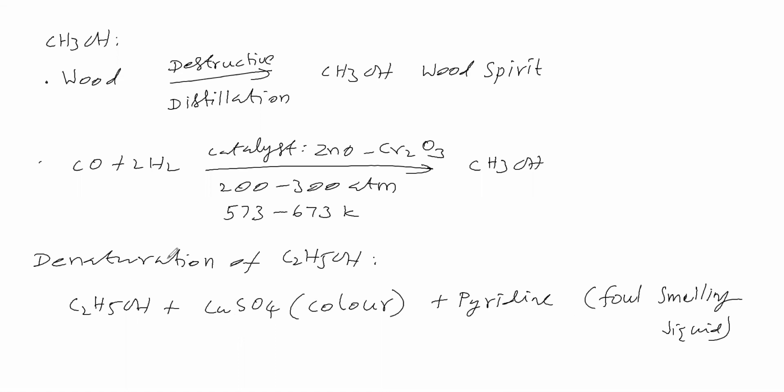Next, some more methods of preparing alcohol from Grignard reagent, we will see. Now we will take a formyl halide.